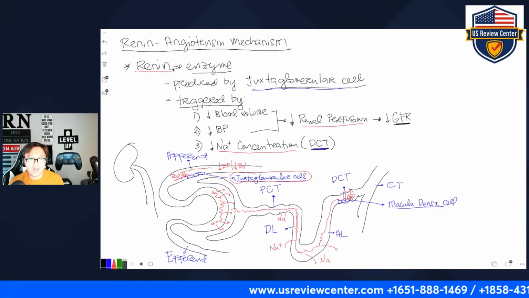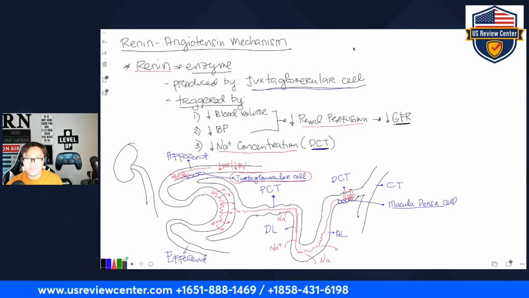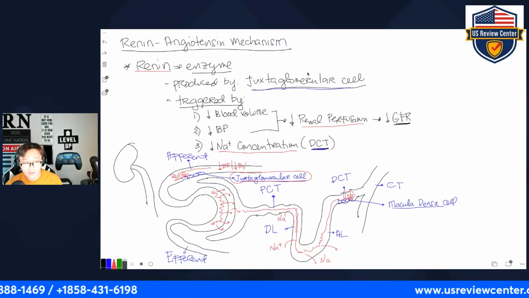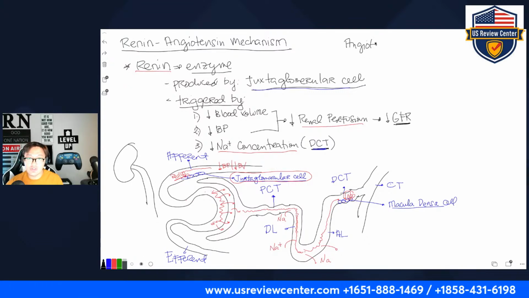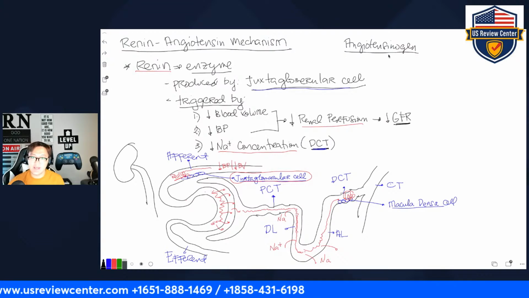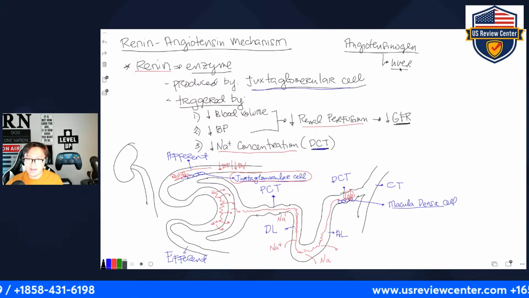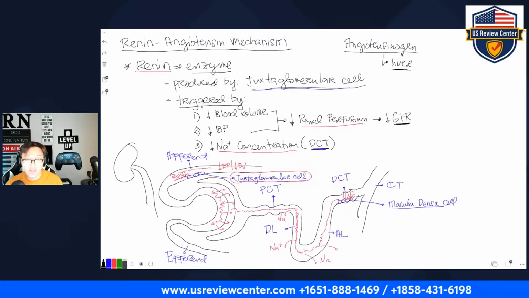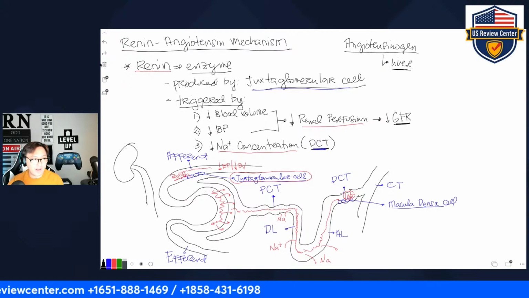Now, what about angiotensinogen? Angiotensinogen, on the other hand, is a substance produced by the liver, but not in its active form. I hope this scenario is very clear. Now let me clear my whiteboard.